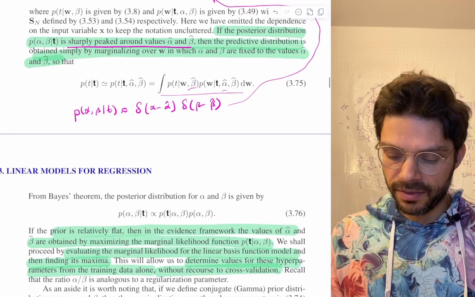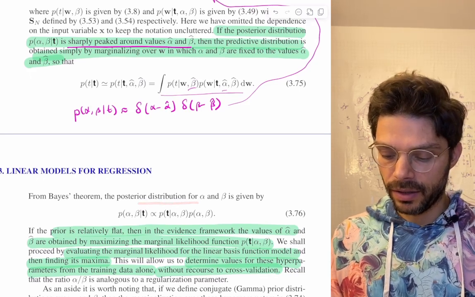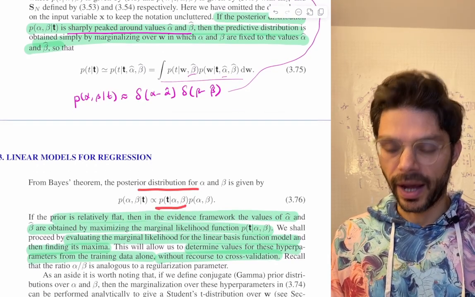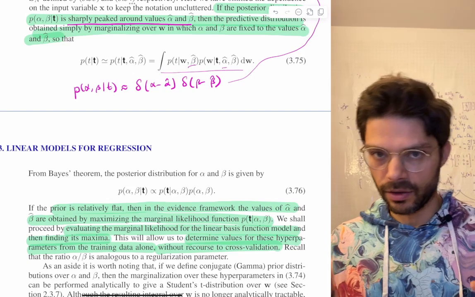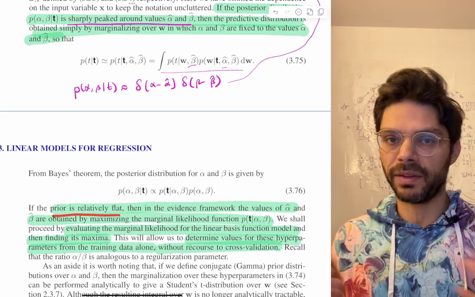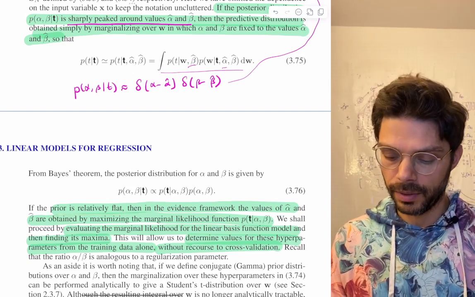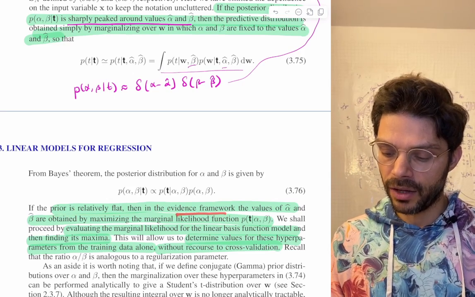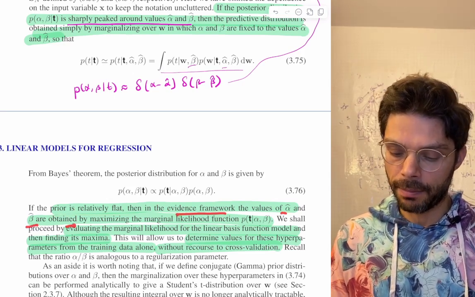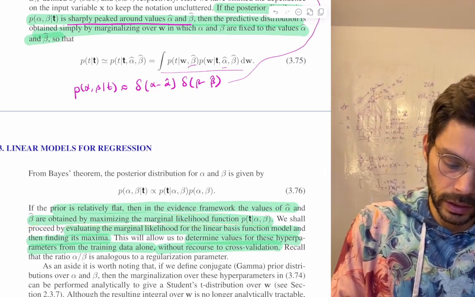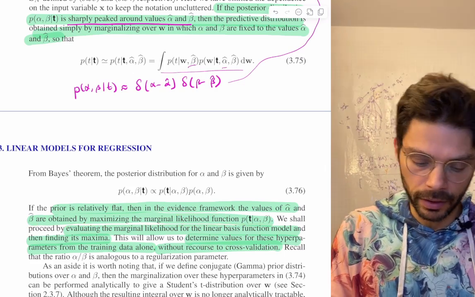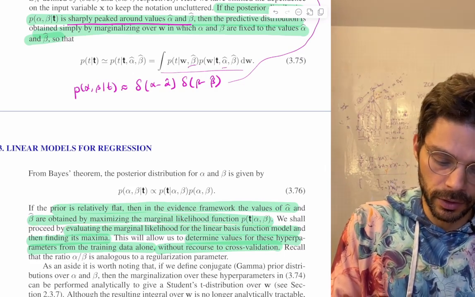Okay, so from Bayes' theorem, the posterior distribution for alpha and beta is given by the likelihood of alpha and beta, and then a prior on alpha and beta. If, and this is what we'll often do, the prior is relatively flat, so we don't know where alpha and beta could be, then in the evidence framework, the values of alpha hat and beta hat are obtained by maximizing the marginal likelihood function. It is also called the model evidence. Let me just highlight this.